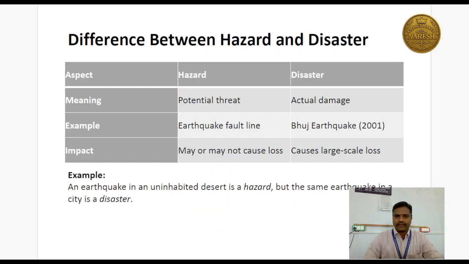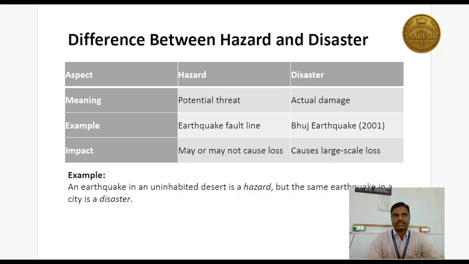The difference between a hazard and a disaster: these are the two things that are there. The meaning of hazard is a potential threat. When you talk about disaster, it is actual damage. Let me give a good example related to this. When an explosion happens in a desert, there is no loss of human life, no loss of animals, no loss of anything, and that is called a hazard.